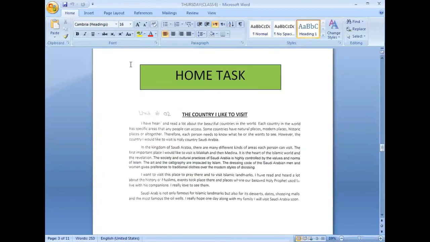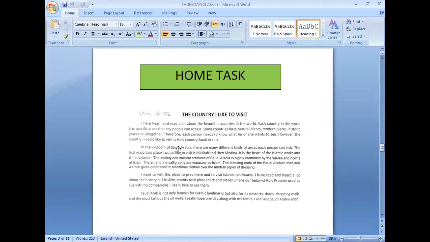Now you have a home task. There is an essay: The Country I Like to Visit. Essay is in very easy language. You just go through the essay and take a screenshot of the essay so that it becomes easy for you to write it in your copy. So I read it out. I have heard and read a lot about the beautiful countries in the world.